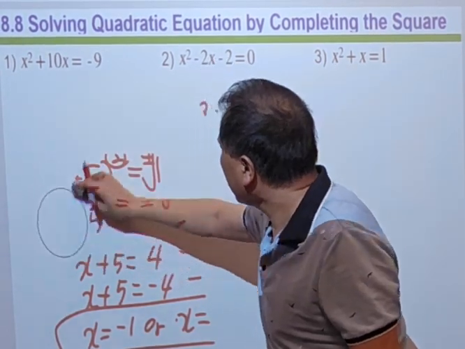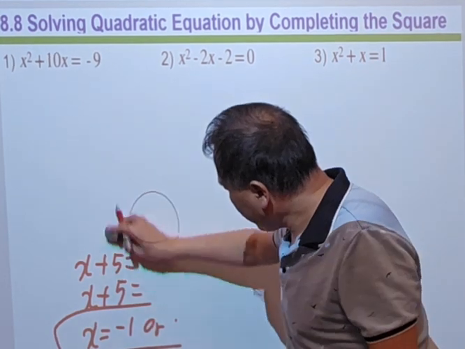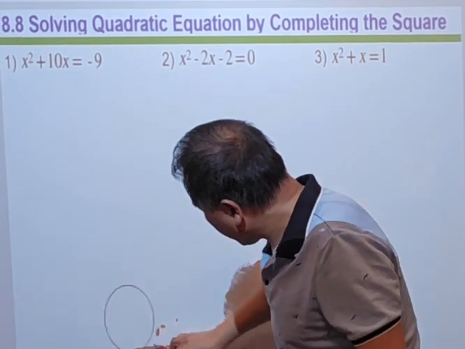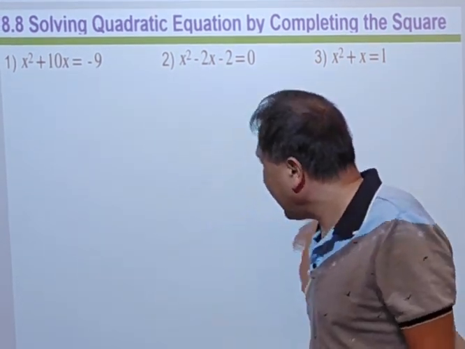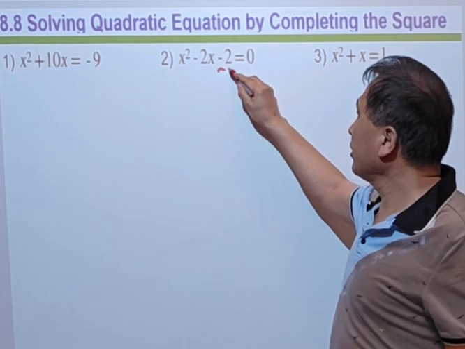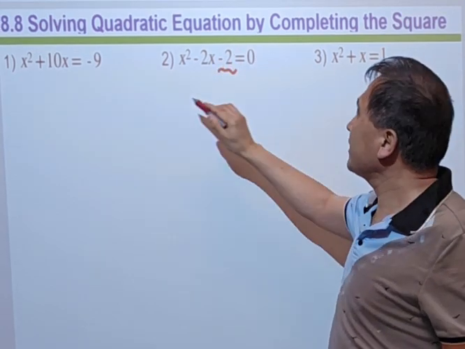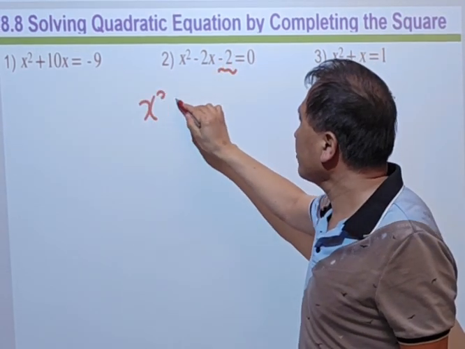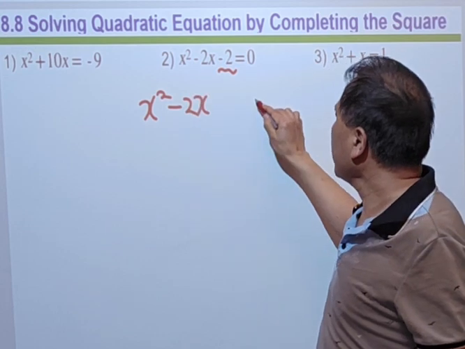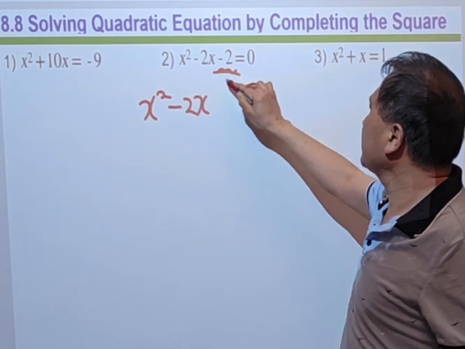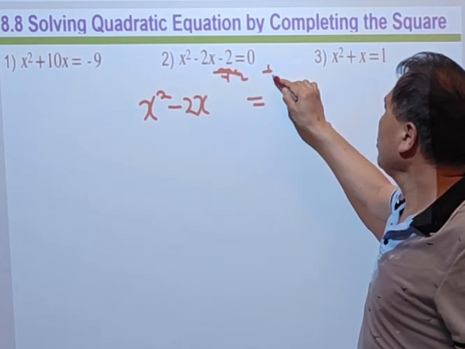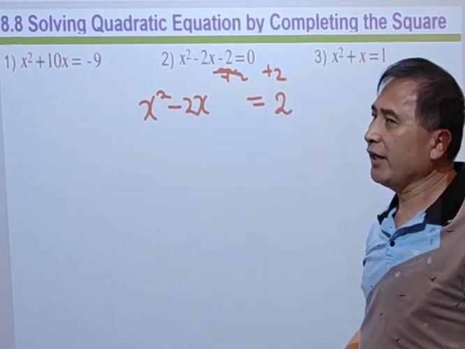All the time when you complete the square, one side should have just the second degree and first degree terms, and if you have any constant number, you move it to the right side. That's the first step you're going to do. So x squared minus 2x, this minus 2, you have to move to the other side, you add plus 2, which makes plus 2 right here.